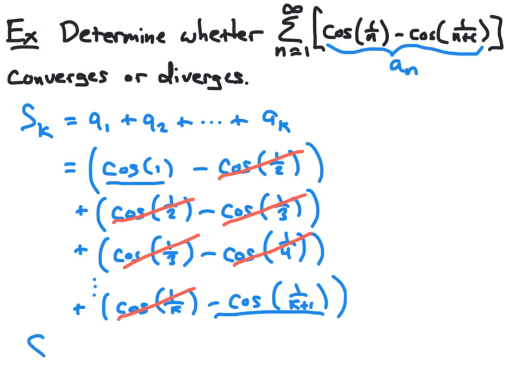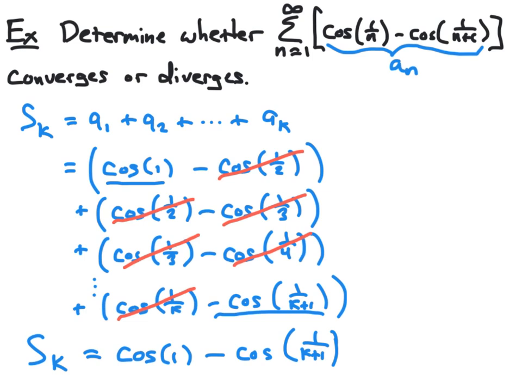And so here what we've seen, by collapsing this sum, is that s sub k is equal to cosine of 1 minus the cosine of 1 over k plus 1. And this is true for any value of k, regardless of whether k is 1, whether it's 2, or whether it's 500. We've reduced the formula for the partial sum s sub k down to 2 terms. This collapsing behavior is why this is called a telescoping sum.